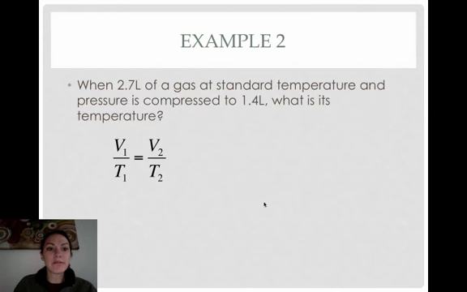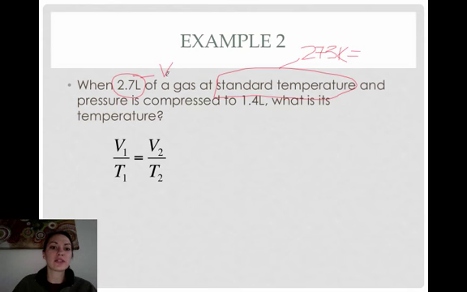For our second example, we're actually going to be given both volumes, and we're going to find one of the temperatures. This is going to be a little bit more tricky just because you have to use the cross-multiplying strategy from math class. So we have 2.7 liters of a gas, so that's a volume, at standard temperature and pressure. So we know what standard temperature is. Okay, great. So that's going to be 273 Kelvin.